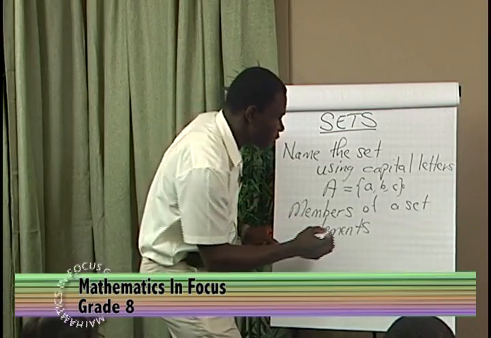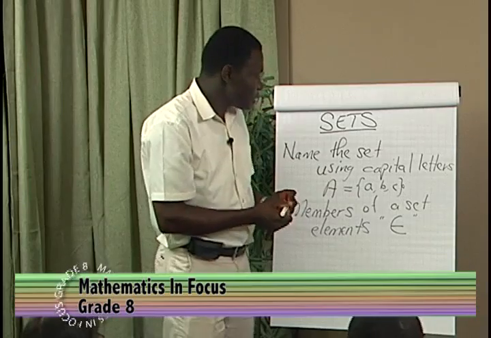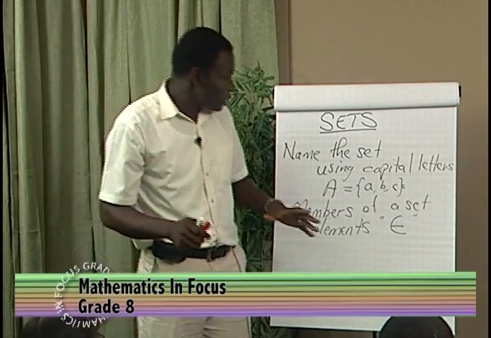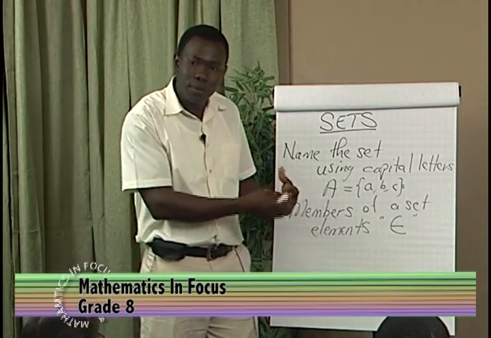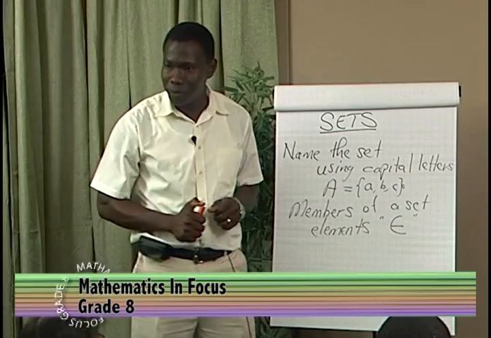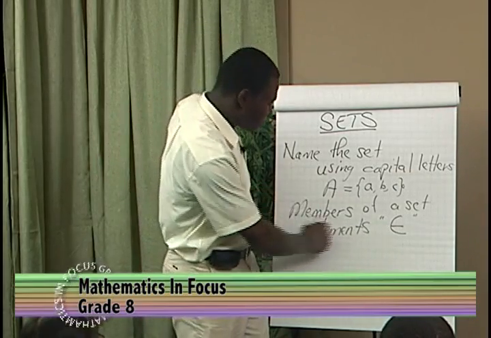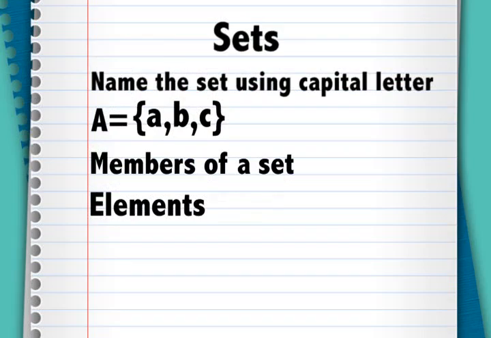I'm sure that you saw this symbol before. Have you seen this symbol before? Yes, sir. Good. In mathematics, we try to use as little as possible. So rather than saying members of a set, we say elements. But then rather than writing out the whole word elements, we just use this notation.